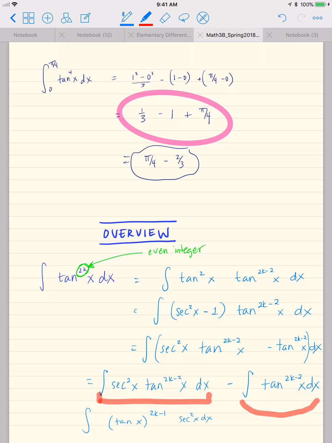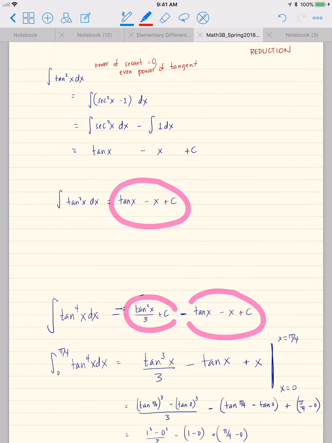And then over here, we are back in our situation of having an even integer, right? Because if you have an even number and you subtract 2, you're going to be left with an even number. So you repeat this process again and again, and you continuously use your Pythagorean identity until you get to a point where you're down to just tan squared, and the integral of that is going to be tan x minus x. Okay?